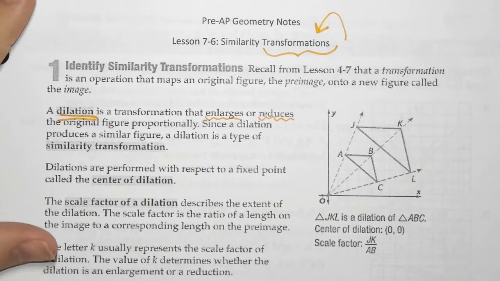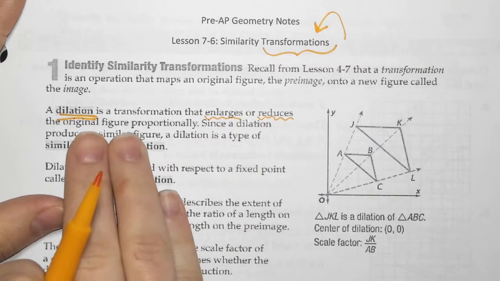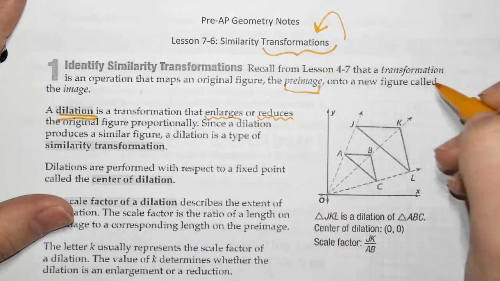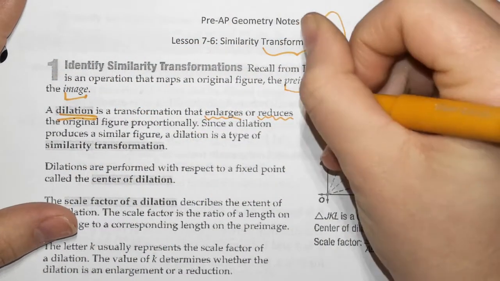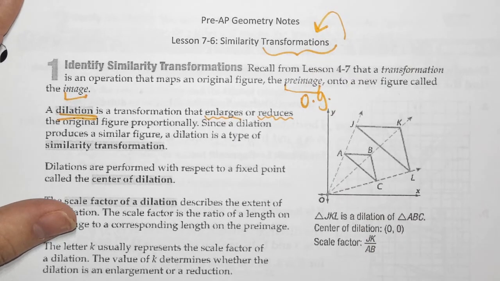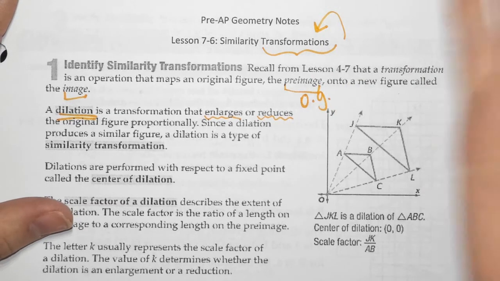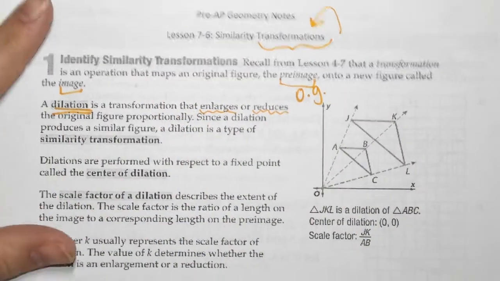Okay, so we have dilations. When we're talking about dilations, we have what we call a pre-image and an image. The pre-image is what I call the OG. It's the original. It was here from the start. The image is what it becomes. Does that make sense? The pre-image is what it was to begin with. The image is what it becomes.